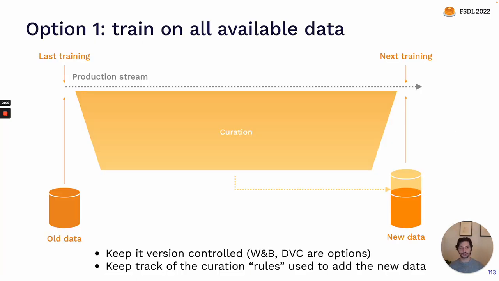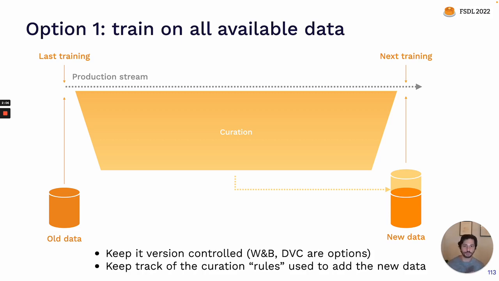So the first option is just to train on all available data. So you have a data set that you'll keep track of that your last model was trained on. Then over time, between your last training and your next training, you'll have a bunch of new data come in and you'll curate some of that data. Then you'll just take all that data, you'll add it to the data set, and you'll train the new model on the combined data set. So the keys here are you need to keep this data version controlled so that you know which data was added at each training iteration.